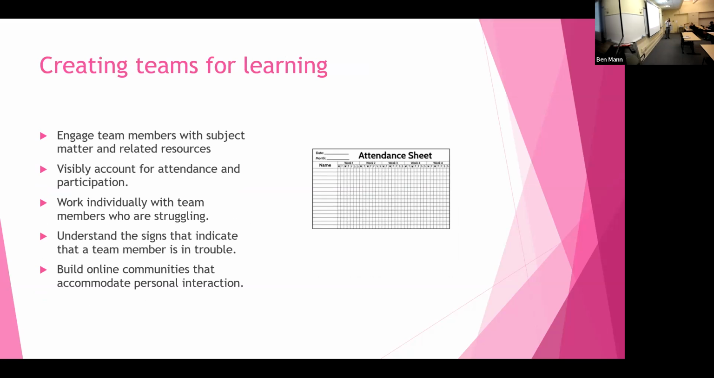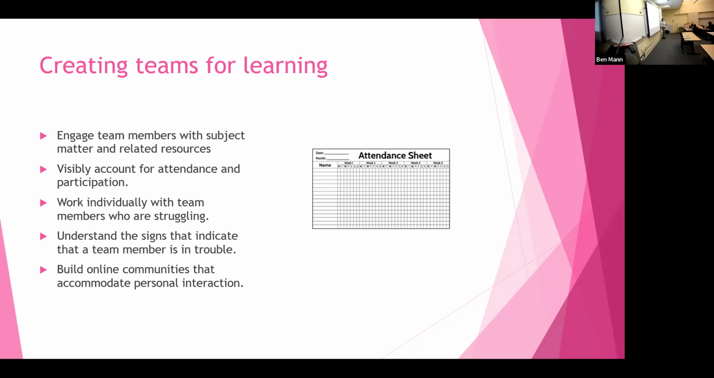The last thing I want to hit on is the idea that we can create these teams for learning, right? That members of a group are here to learn. That we can use things like attendance and participation to track who's there and able to attend meetings. That we offer the opportunity. Somebody's struggling and needs extra help to reach out to them individually, get them on track. Maybe you have a member of a group who's sitting in a corner and not participating. Reaching out to them can be a great way to ensure that they feel included.